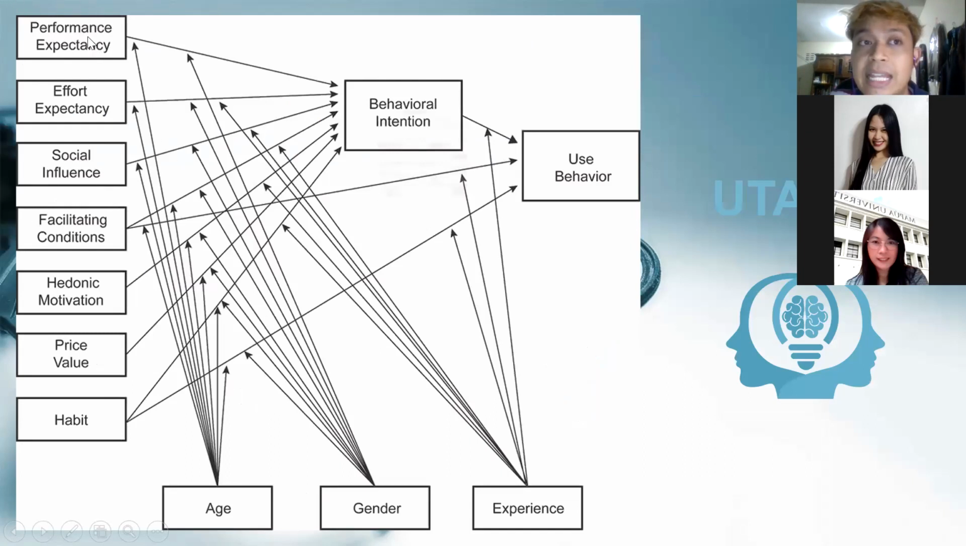Here you can see the standard latent variables: performance expectancy, effort expectancy, social influence, facilitating conditions, hedonic motivations, habit, and price value. Don't worry, you can always extend it, for example, extend UTAUT2 and so on. You can always add more and more latent variables in your model.